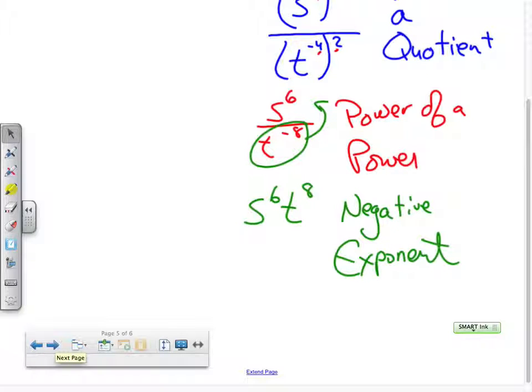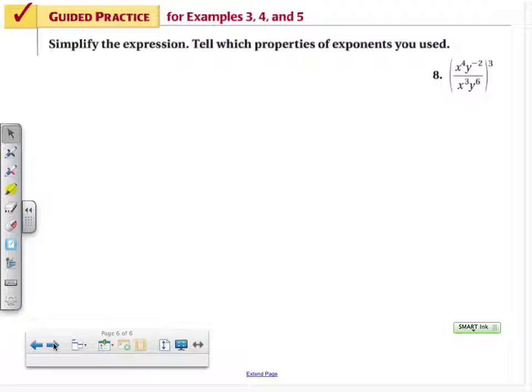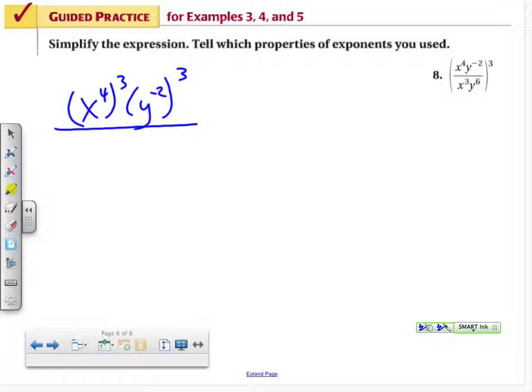And finally, this one's got a couple steps. First up, you got a division problem, and there is an exponent. So we're going to apply that exponent to every base there. So I have x to the fourth cubed, y to the negative 2 cubed, x to the third cubed, and y to the sixth cubed.